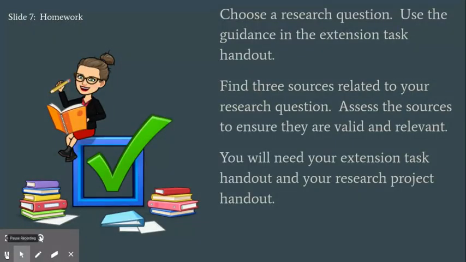And now for your homework. You're going to choose a research question and use the guidance in the extension task handout. You're going to find 3 sources related to your research question. You need to assess the sources to ensure they are valid and relevant. To complete this, you will need your research project handout as well as your extension task handout.